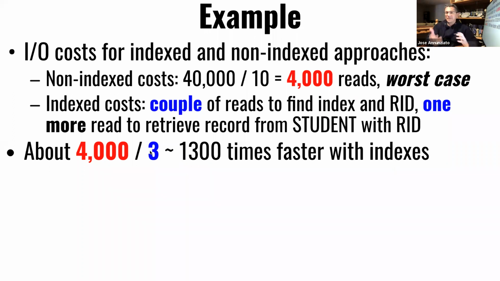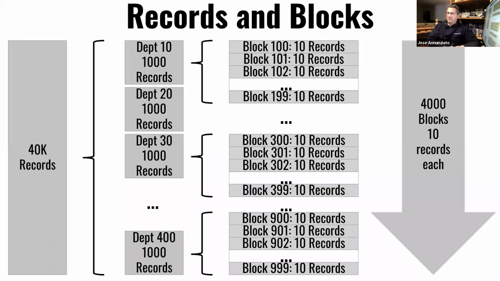So you're talking about thousands of times faster if you're looking for an individual record and going against an index versus a non-index implementation. This is a dramatic improvement when you're looking for an individual record. But this is not always the case. This is a graphic representation of what's happening: you have 4,000 records broken up into 400 blocks with 10 records each, and then you're doing a full scan, reading all the blocks into memory.